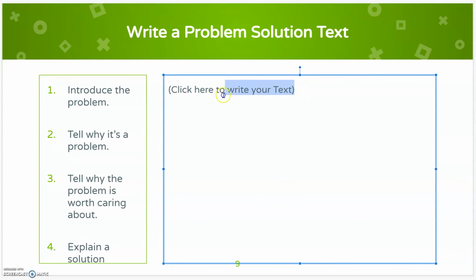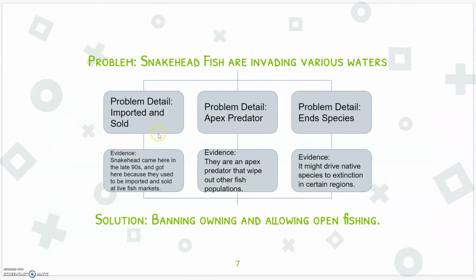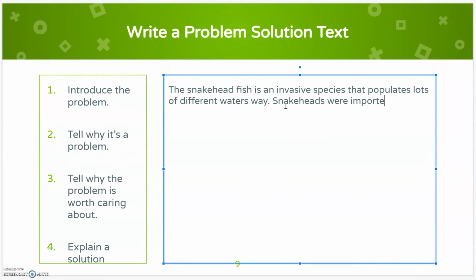So if I'm going to start here, I'm going to introduce the problem. Alright, the snakehead fish is an invasive species that populates lots of different waterways, right? That means they're just sort of all over the place. Now I have to tell why it's a problem. So that comes back to here. Okay, they're imported and sold. Snakeheads were imported and sold here in the United States.